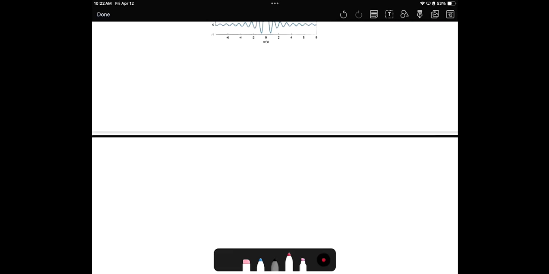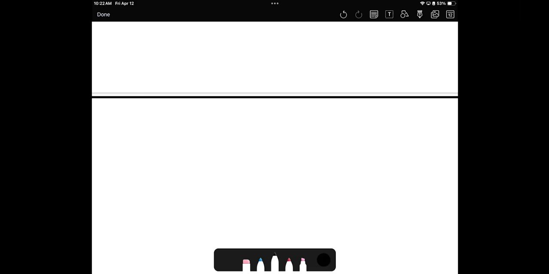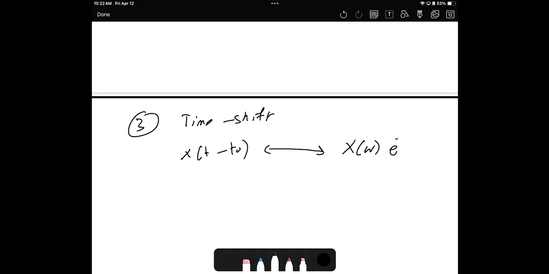Okay, now let's go to property number 3, which is time shift. When you have x of t minus t0, then the Fourier transform of it will be X of omega e to the power negative j omega t0. So the shift will make an exponential. This is very similar to the Laplace transform. Whenever we have x of t minus t0, this will be X of s e to the power negative s t0. But here we just substitute s with j omega. The same as the Laplace transform.